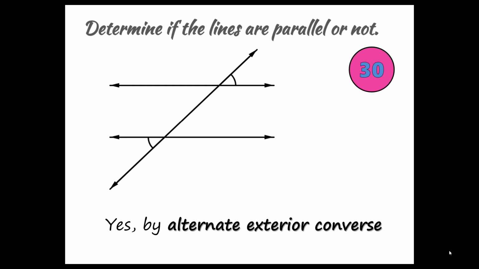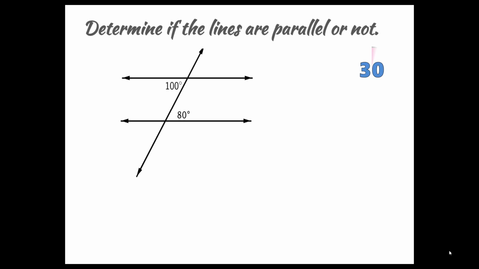All right, in this case, it's a yes by alternate exterior angle converse. We have our two curve markings to show that our angles are congruent and they fit the definition of alternate exterior, making the two lines parallel. Next example. So again, we're trying to look at that angle relationship presented to us. Does it fit one of those definitions to be able to use the converse?